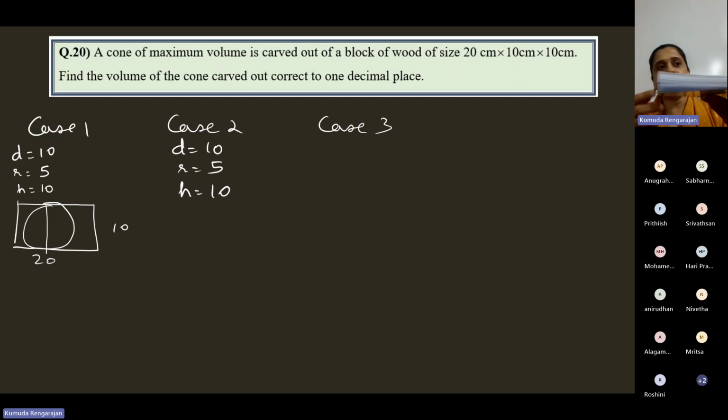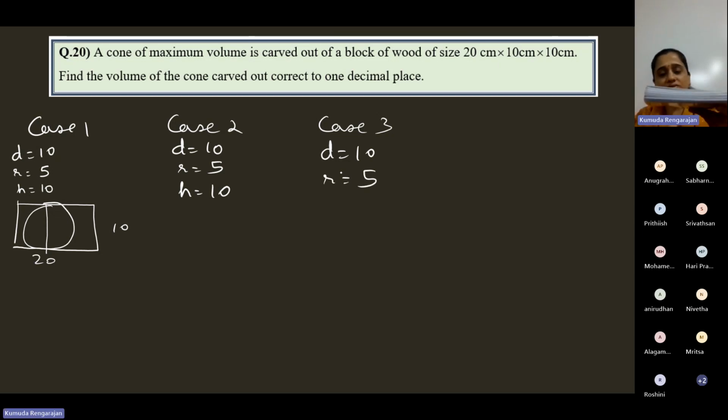Okay, so what are the dimensions of this side? This is 10. And what's the height? 10. So the book looks like this. See the dimensions in the question. 10 by 10 it is. Breadth is 10, height is 10. So what will be the diameter? 10. So what's the radius? 5.